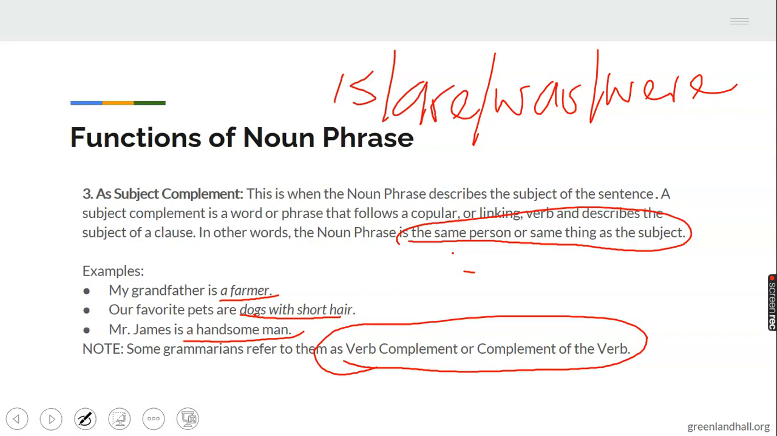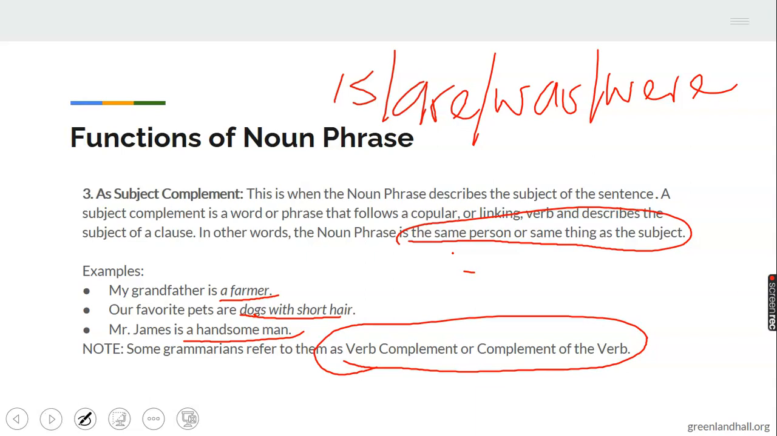My favorite pets are dogs with short hair. What are my favorite pets? Dogs with short hair. What are dogs with short hair? Favorite pets, which is a subject. I can see it coming after are. Mr. James is a handsome man. Who is Mr. James? A handsome man. Who is a handsome man? Mr. James. You can see they are the same thing.